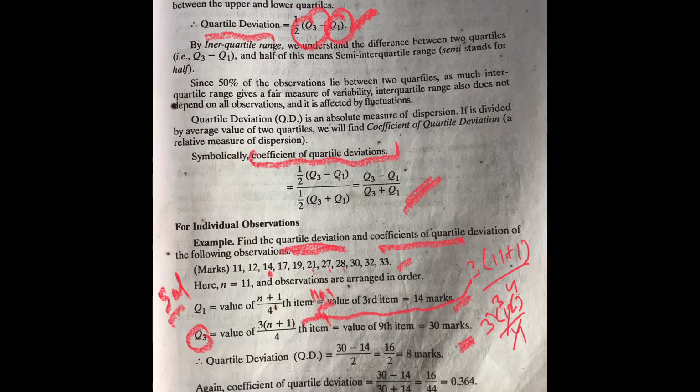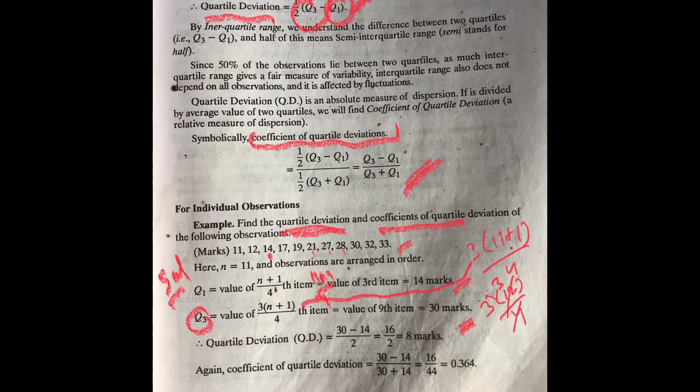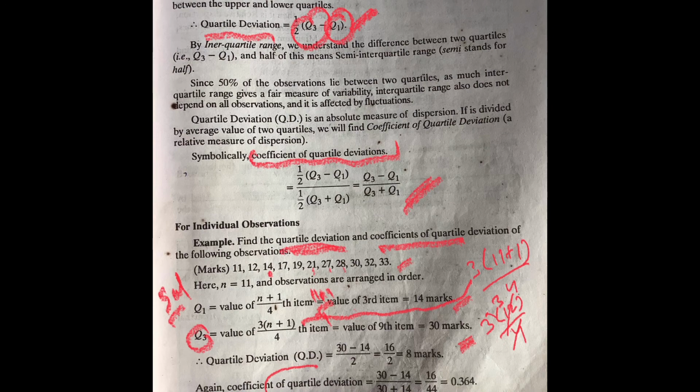Now you can simply put them in the formula. Quartile deviation is equal to 1 by 2 (q3 minus q1). So 1 by 2 (q3 is 30 minus q1 is 14). The 1 by 2 is written here.